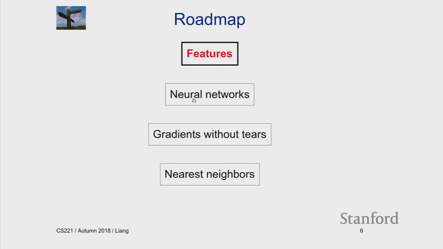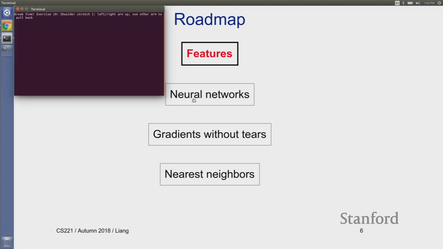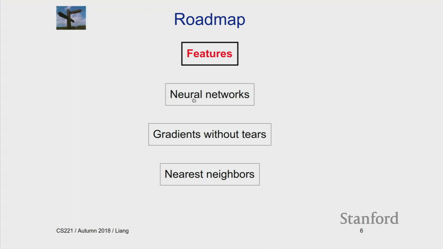Okay, so let's move on with what this class is going to be about. We're going to turn to the issue of features, thinking about how domain knowledge can help us define the features, and then we're going to talk about how you might be able to build more expressive classifiers than linear ones on top of those features, and then we'll go from there.